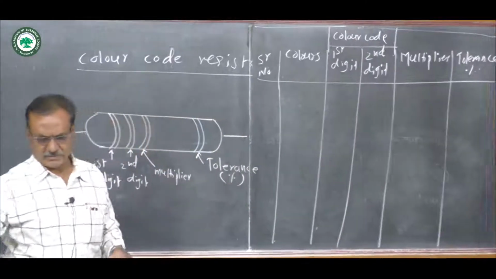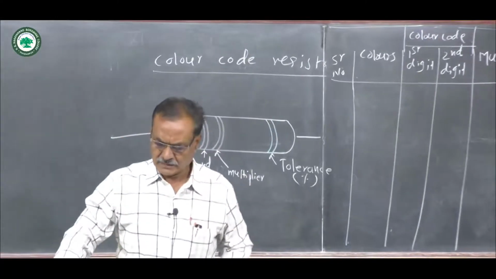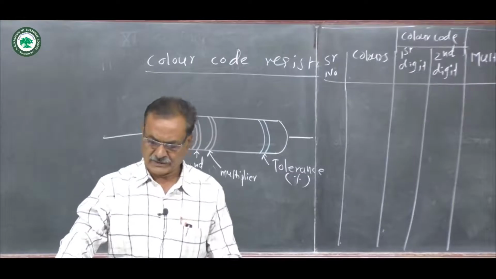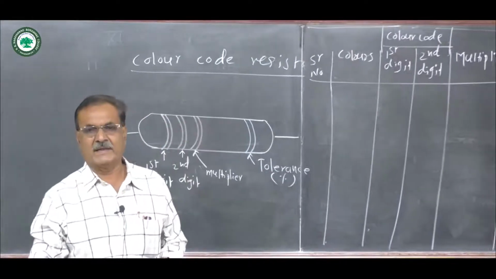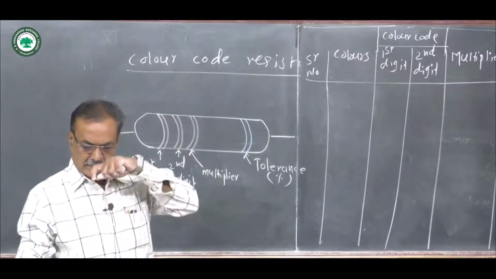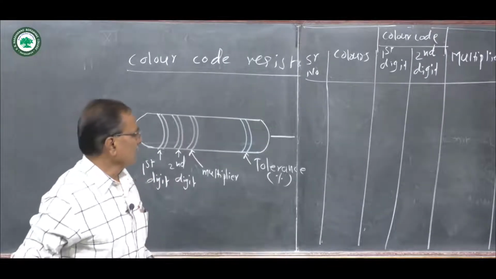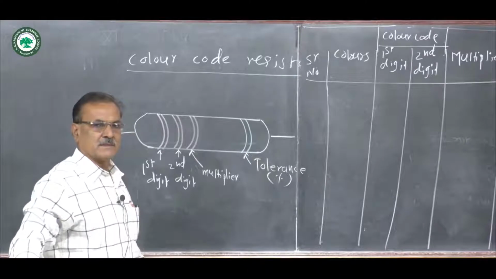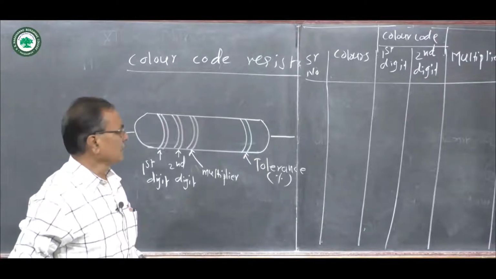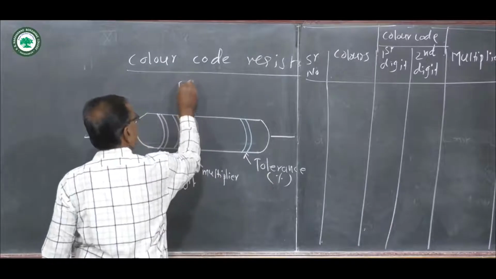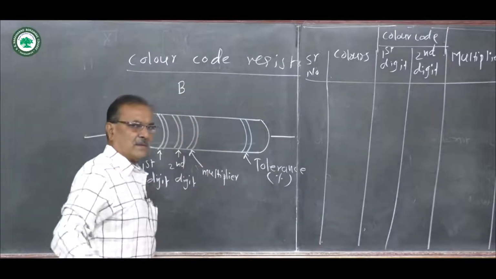Now this is the sequence of colors: black, brown, red, orange, yellow, green, blue, violet, gray, and white. And this sequence can be summarized in a simple way.